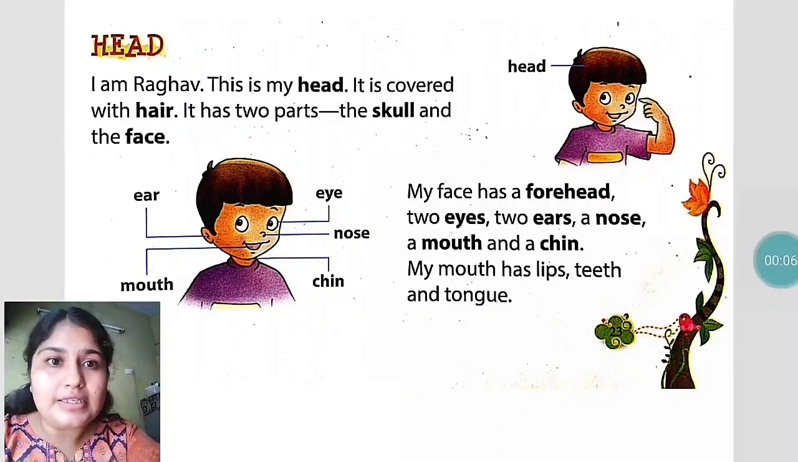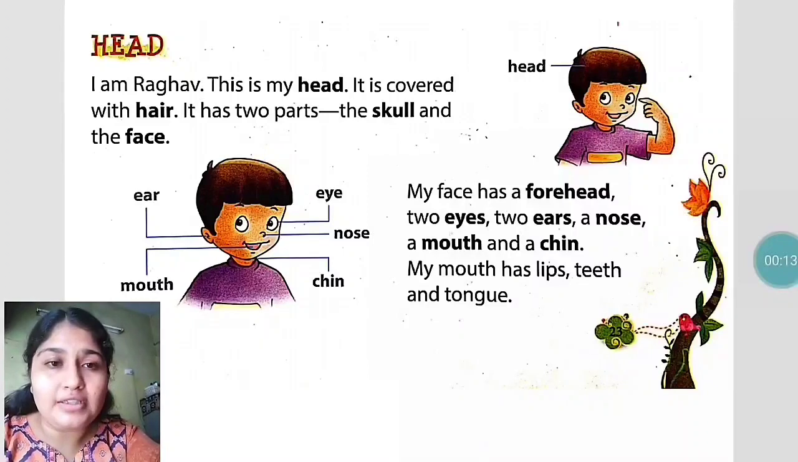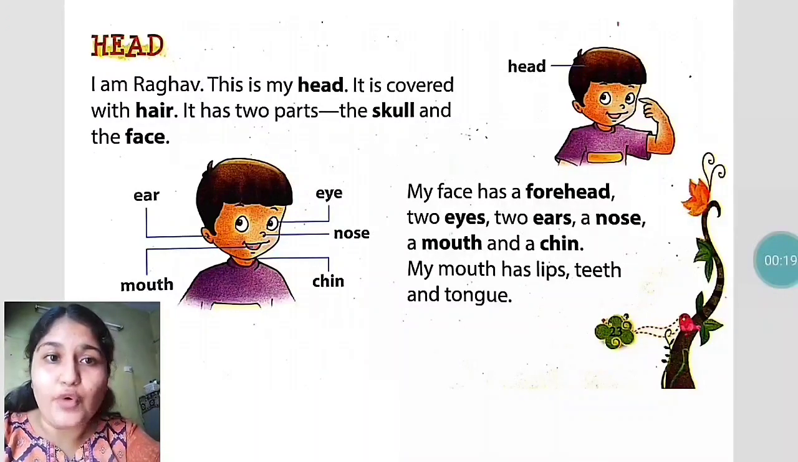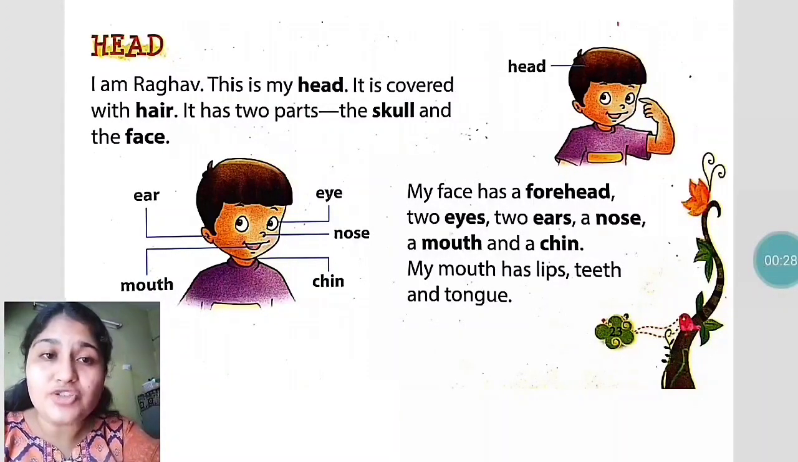The skull is covered with hair. So the main function of the skull is to protect the human brain. Now, face. A face has a forehead, 2 eyes, nose, 2 ears, mouth and chin.